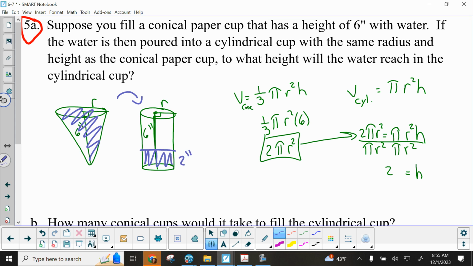Hopefully that makes sense, because what do you know about the cone's volume compared to the cylinder? It's only 1/3 of it. So that's why there's that relationship. If this height is 6 full of water, it's only going to fill up to 2 inches because 6 times 1/3 is 2. So you might have seen that without all the algebra, but if you didn't, the algebra supports the answer as well.